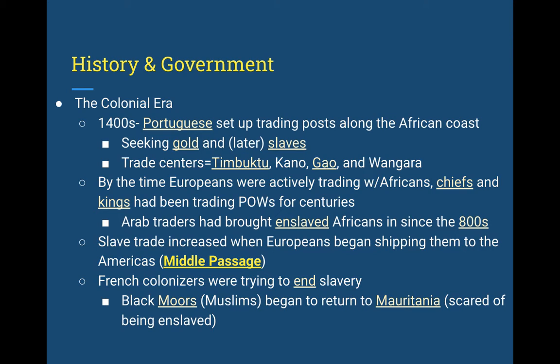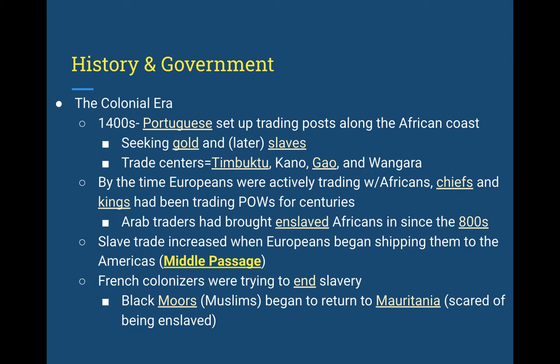So then in the colonial era, in the 1400s, the Portuguese set up trading posts along the African coast. I'm going to show you a map of this on the next slide. The Portuguese were really looking for gold, and then later they were looking for slaves. But the major trading centers were Timbuktu, which sits right on the Niger River, Kano, Gao, and Wangara. Timbuktu was actually the capital of Mali and Songhai, and it was a booming city in the 1400s.